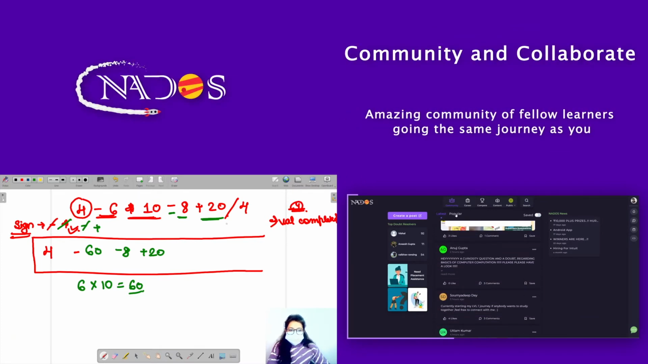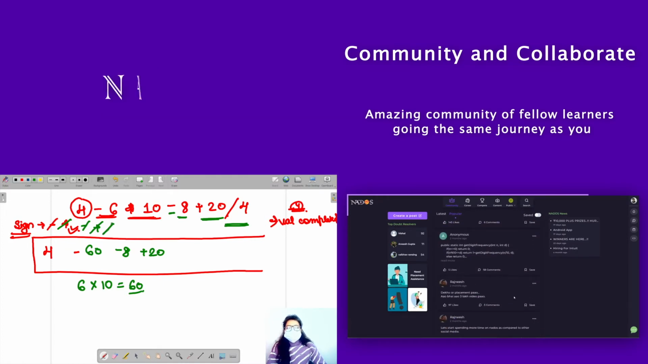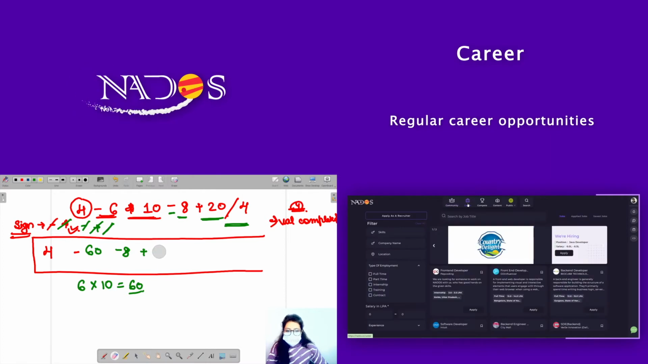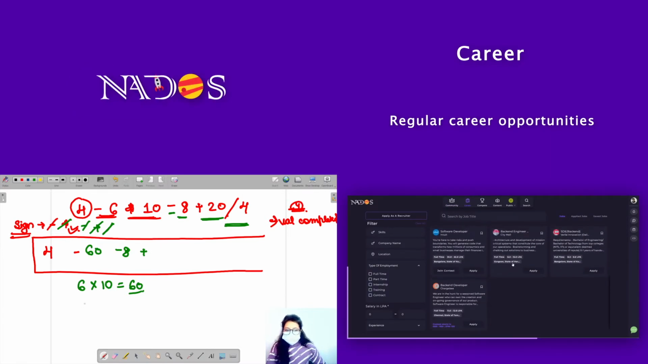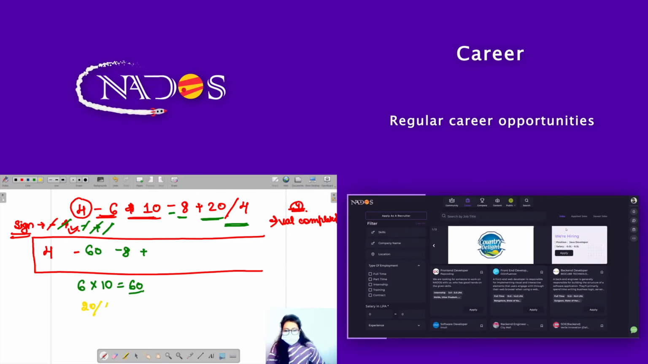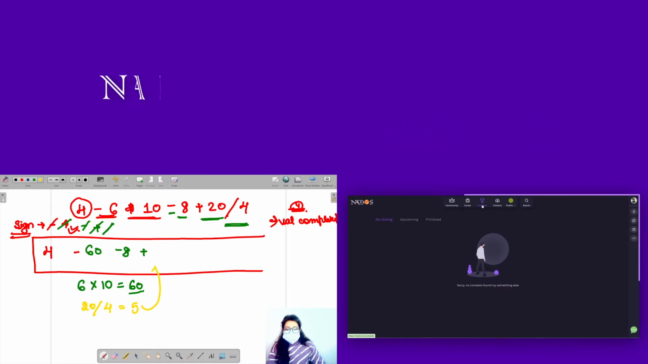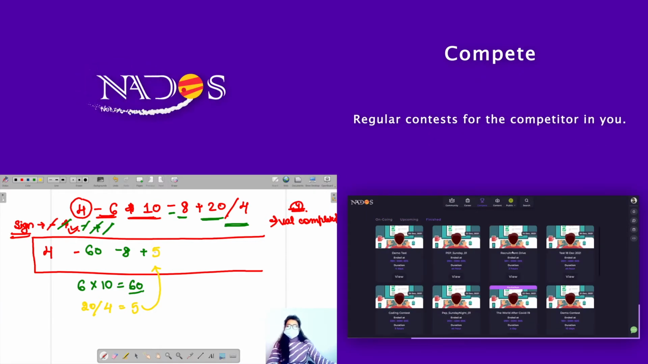Then we have divide by 4. As soon as we get the sign as divide or multiply, it will get popped out, and we will have 20 divided by 4, which is equal to 5. This answer will get pushed into the stack, and we will have 5, right?